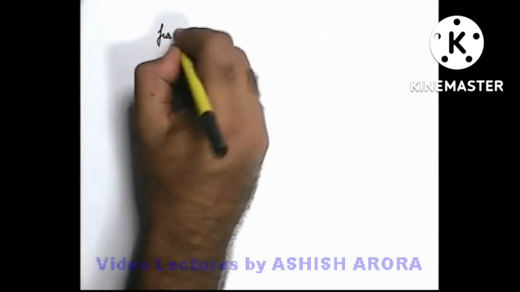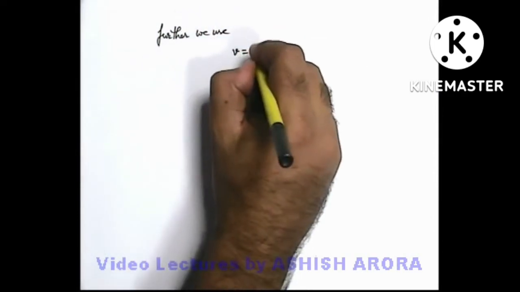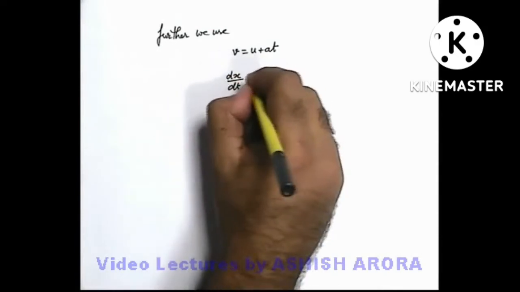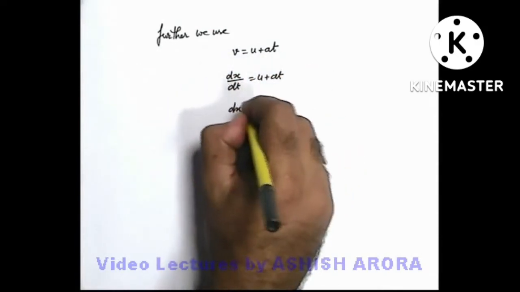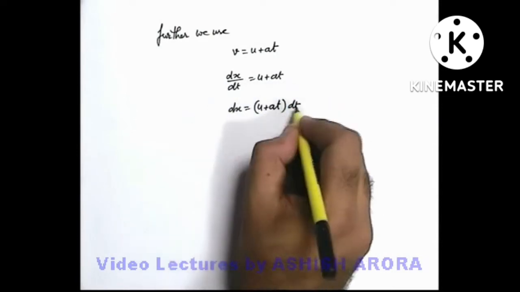Further, if we are going to use the same expression, like say we are given v is equal to u plus at, we can simply write v as dx by dt, which is u plus at, and we can write dx is equal to (u plus at) into dt. This gives us the displacement traveled in a duration dt.